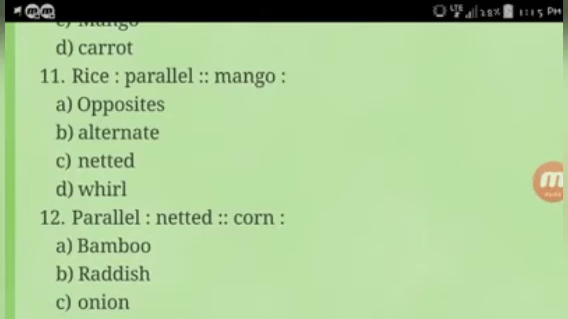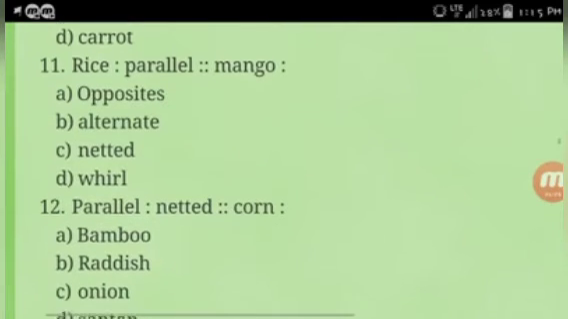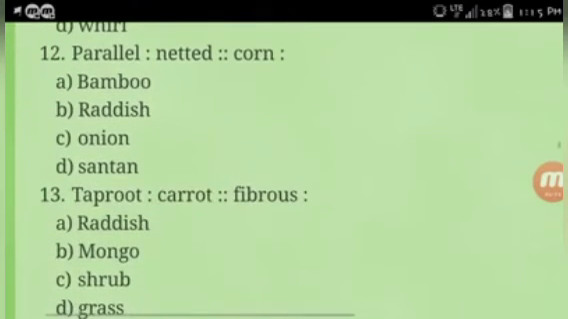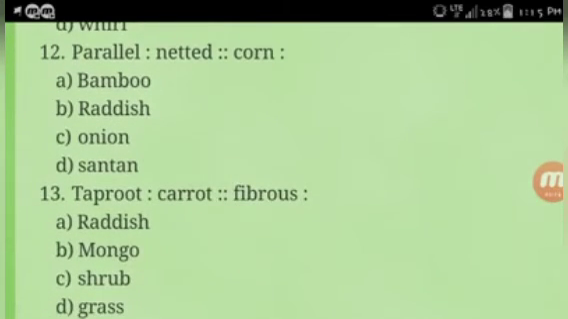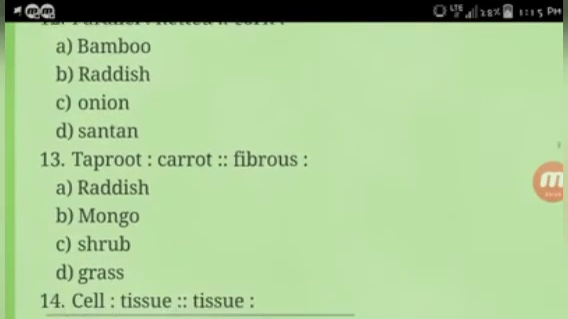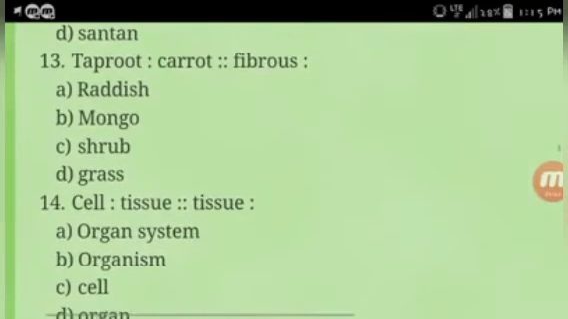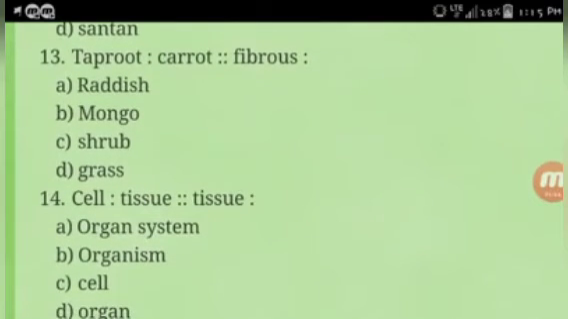Next one, rice, parallel, mango, mango is netted. Okay, venation. That talks about venation. Next, parallel, netted. Parallel is corn, and netted is radish and santan. Actually, we have two answers here, letter B and D. Next one, taproot system, carrot.